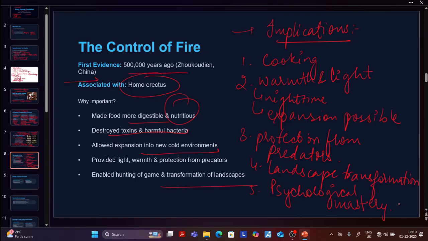What does this enable? Large game hunting becomes more systematic because now they're able to control fire. Migration to new environments becomes possible. Longer lifespan results from improved nutrition. Population growth becomes feasible. More complex social organization emerges. But here's the critical historiographical point. None of these developments are inevitable. They are possibilities enabled by technology, but realized through human choice and action. The path forward was contingent.